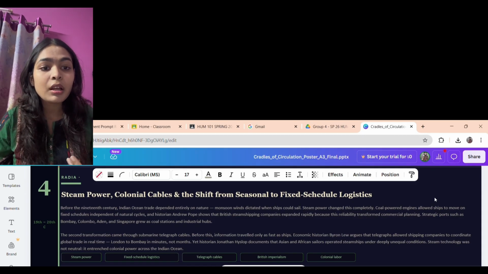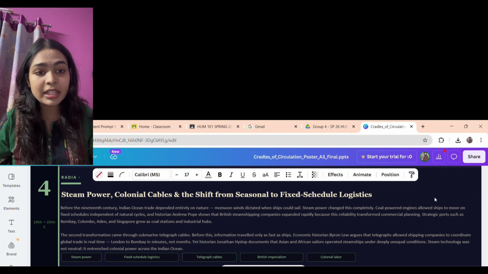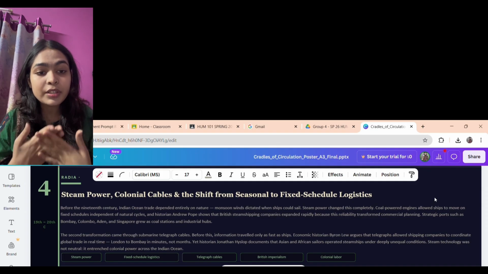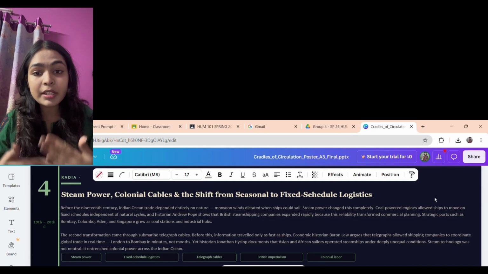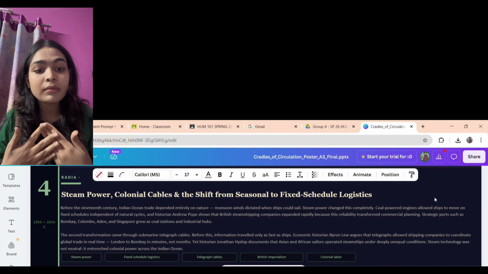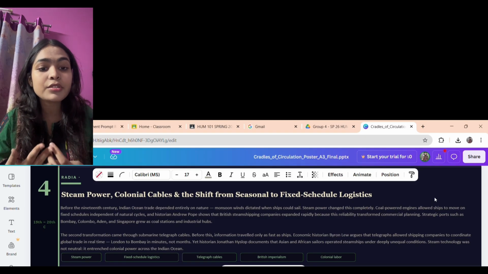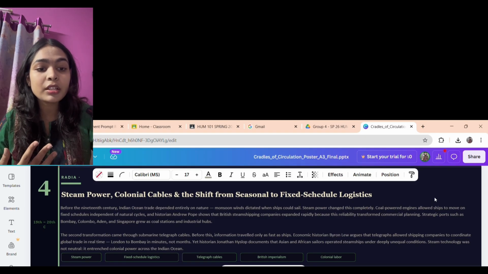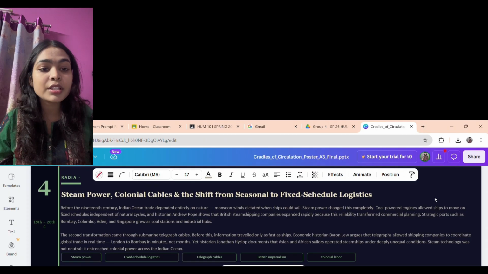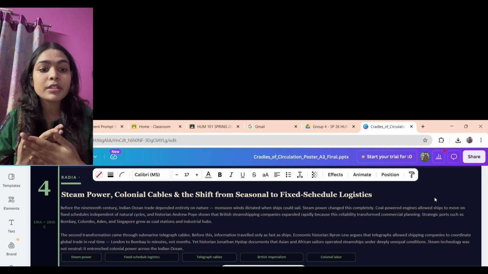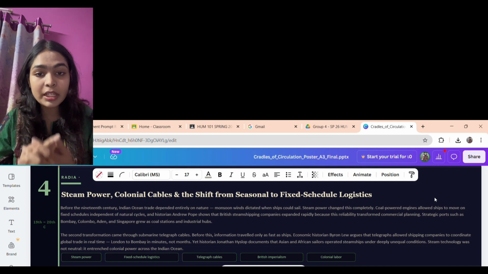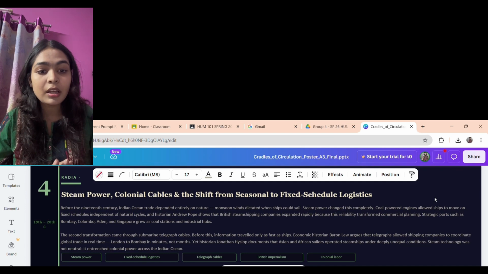So in conclusion, steamships and submarine telegraphs transformed the Indian Ocean from a flexible, monsoon-based trading world into a centralized imperial logistics network. Steam power reduced dependence on nature. Telegraph systems improved communication, and colonial powers used these technologies to strengthen economic and political control. Although these innovations increased global connectivity and commercial efficiency, they also depended on imperial domination and unequal labor structures. So thank you.